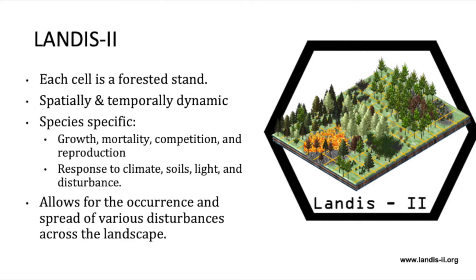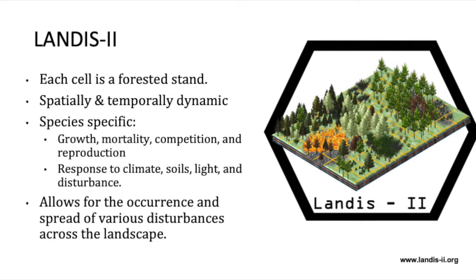Each cell in it, if you think about an image and you think about a pixel, within each one of those pixels is a forested stand, so you have multiple species. LANDIS-II actually runs with what they call age cohorts. Because it's run at such a large scale, instead of doing individual species, we do age cohorts of the species, and it makes it a little bit more computationally easier to run.